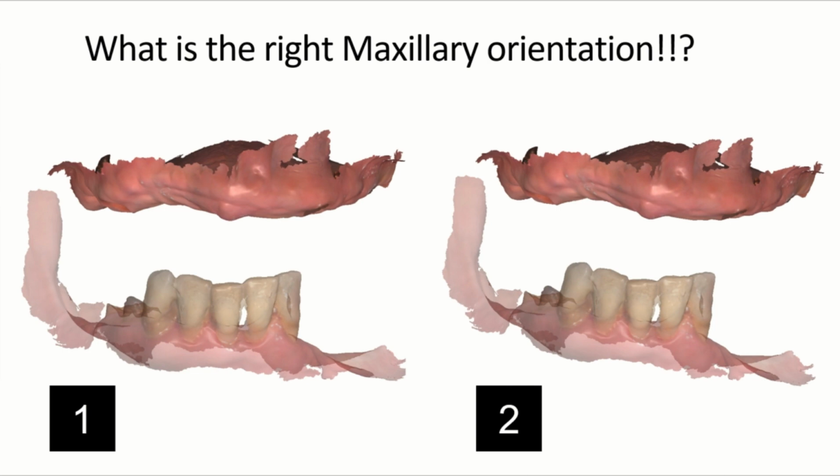The second piece of information that we can get from the face bow is knowing the proper arc of closure that is best related to the patient's mouth, and that will minimize adjustment chairside.